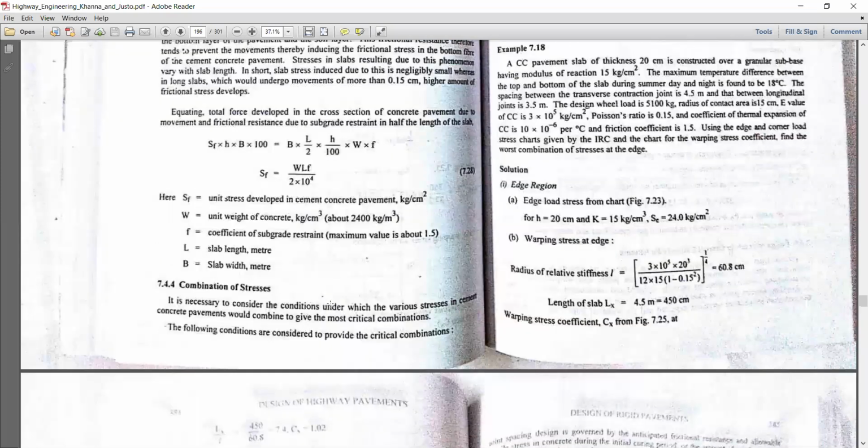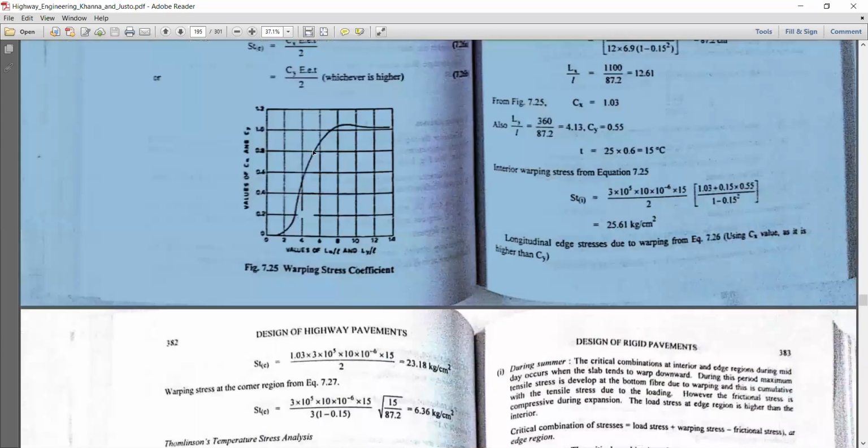Similarly, Ly by L. Ly by L is 350 centimeter divided by 60.8. We'll get 5.75. And let us check the Cy. For 5.75, 5 is here and 5.75 will be here. At this point, somewhere near around 0.8. He has taken 0.87. Yes, it is correct. Now we are getting Cx value and Cy value.